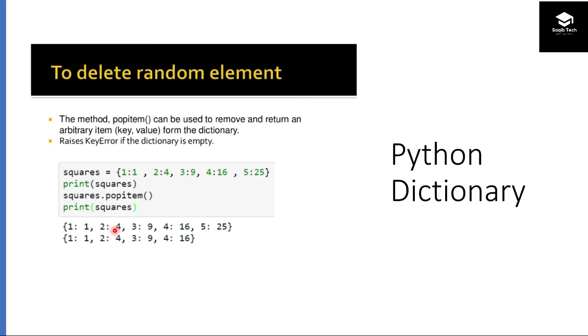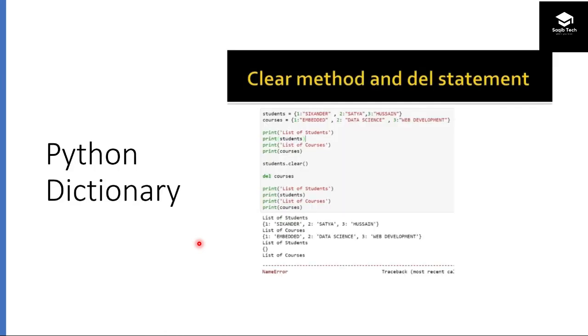To delete a random item, the method is popitem. The popitem method can be used to remove and return an arbitrary item from the dictionary. It will raise a KeyError if the dictionary is empty. For example, I have a dictionary named squares. If I am writing popitem, it is going to remove the last element. This time it has removed the last element, 5. You can see the dictionary is now 1, 2, 3 and 4. So here we have seen four methods: pop, clear, del, and the fourth one, popitem.